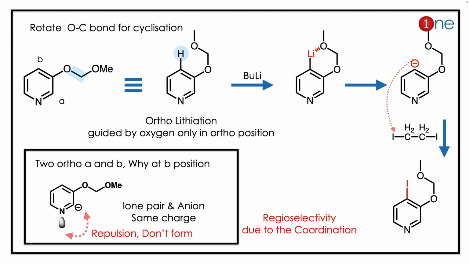Then you have an anion, which is a nucleophile, which attacks the diiodomethane. You have iodine substitution in the fourth position. The concept we have learned here is regioselectivity due to coordination, which is called ortho lithiation.